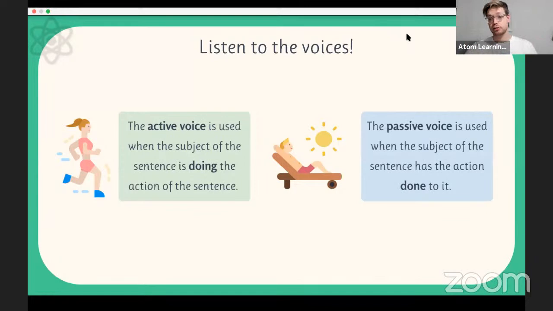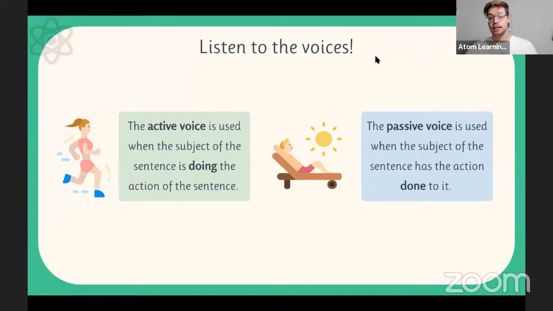So that is the main difference between spotting the active and passive voice. We always just need to look at the subject and ask: is the subject of the sentence doing the action or having the action done to it? That is the first step in deciding whether it's active or passive voice.